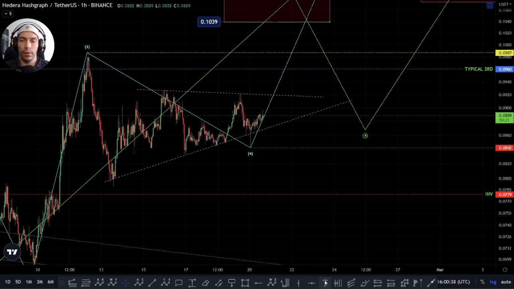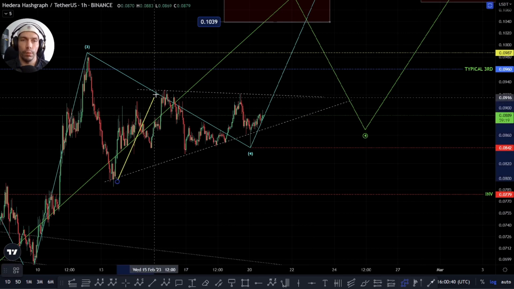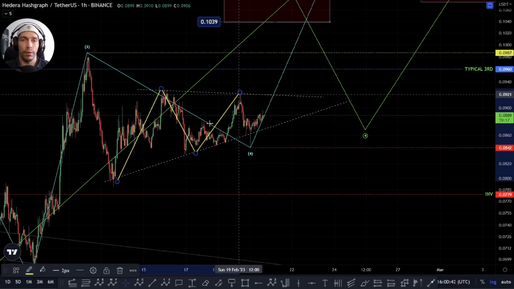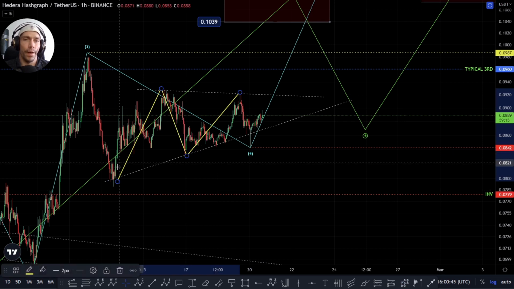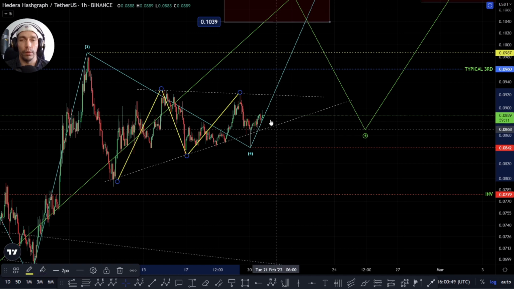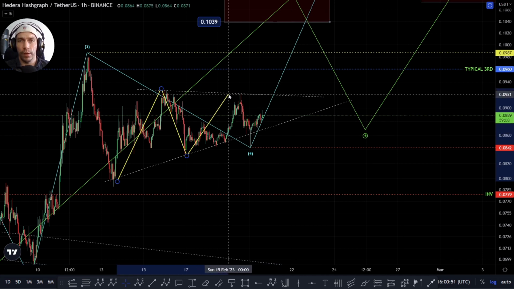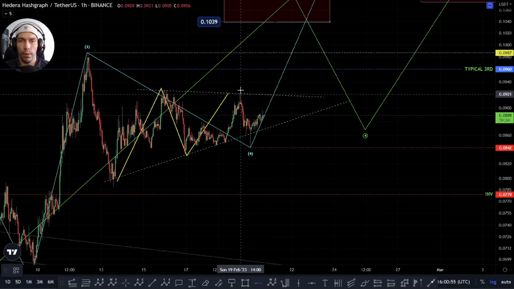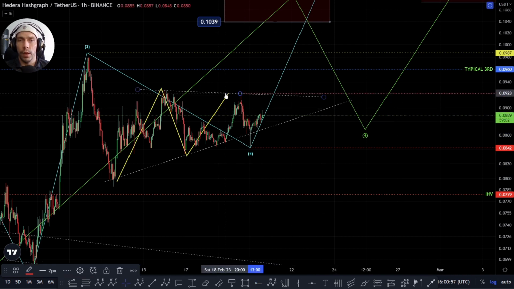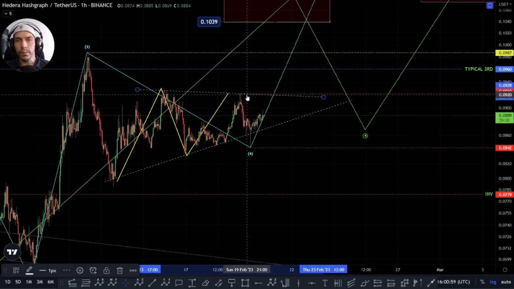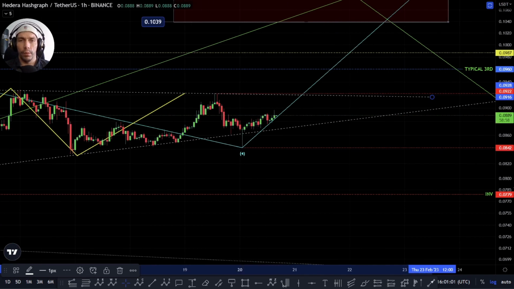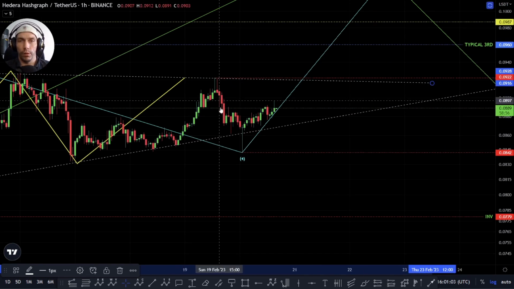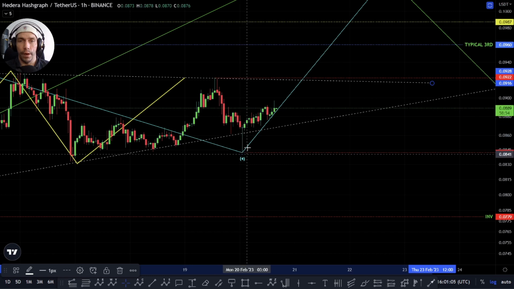If we don't want to count it as a triangle, we can also count this the other way around, like this as an A, B, and a C, or a WXY. And then that could still be just a connector wave, and we look to break down. So until we take this high point here again, we need to be a little bit cautious, because even though I'm counting it as an ABC to the downside, this move here we can also potentially say is 1 2 3 4 and a 5. So we need to be a little bit careful with it.